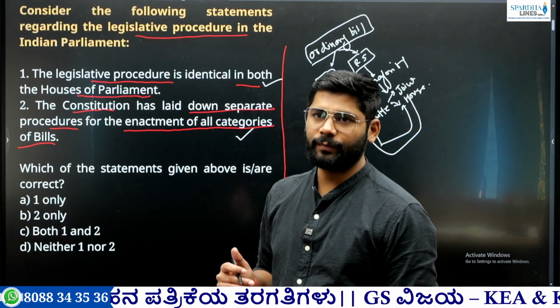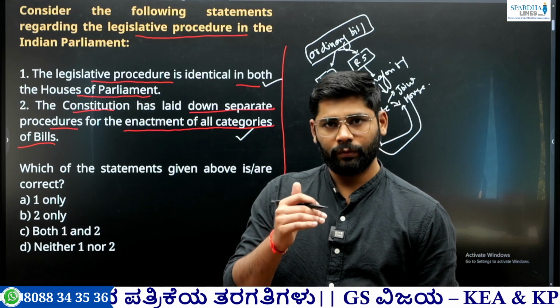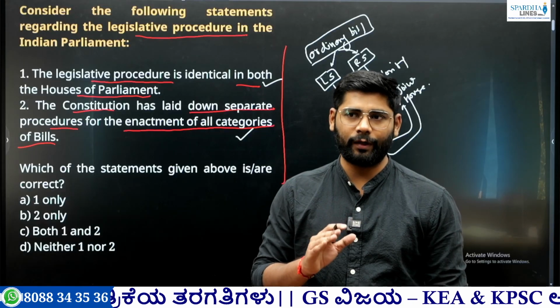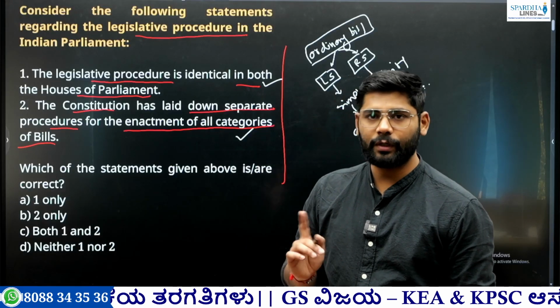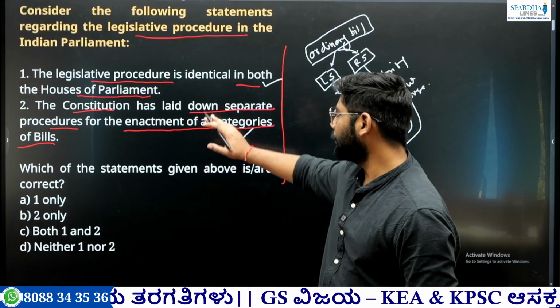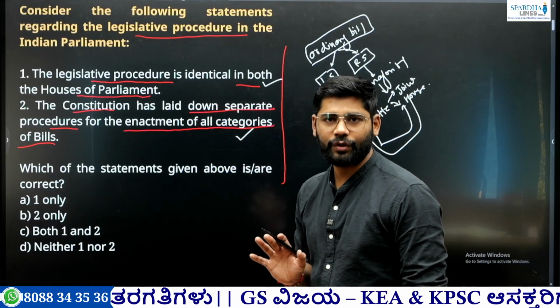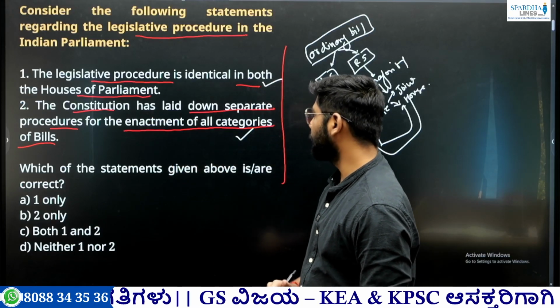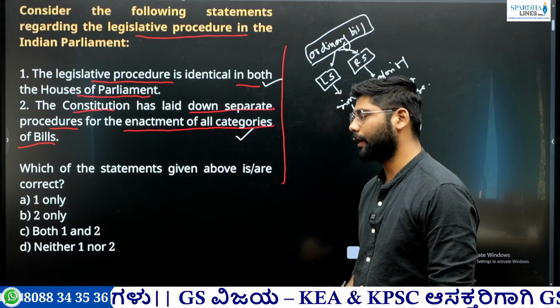When it comes to finance bill 2 and 3, the procedure will be the same. But when it comes to finance bill 1, that is nothing but the money bill, that time the procedure will change. But that is an exception. So remember, legislative procedure is identical in both houses of Parliament. Second statement: the Constitution has laid down a separate procedure for the enactment of all categories of bills.